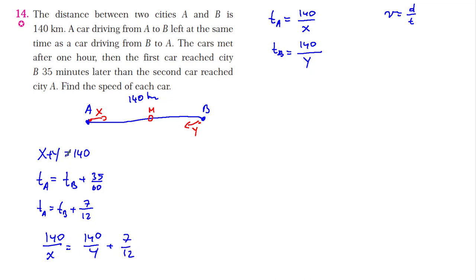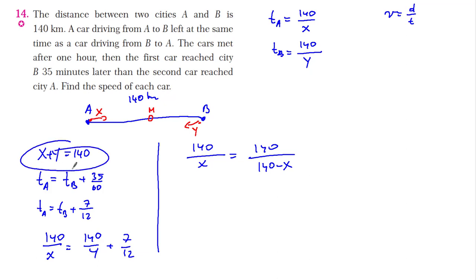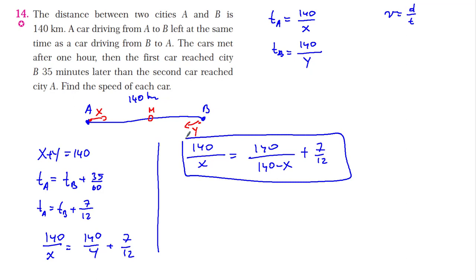We also know that y is 140 minus x from here. Let's continue. 140 over x is 140 over 140 minus x from this part, and this should be plus 7 over 12. This is a quadratic equation. You add the right side and cross multiply it. It's easy to continue from here.